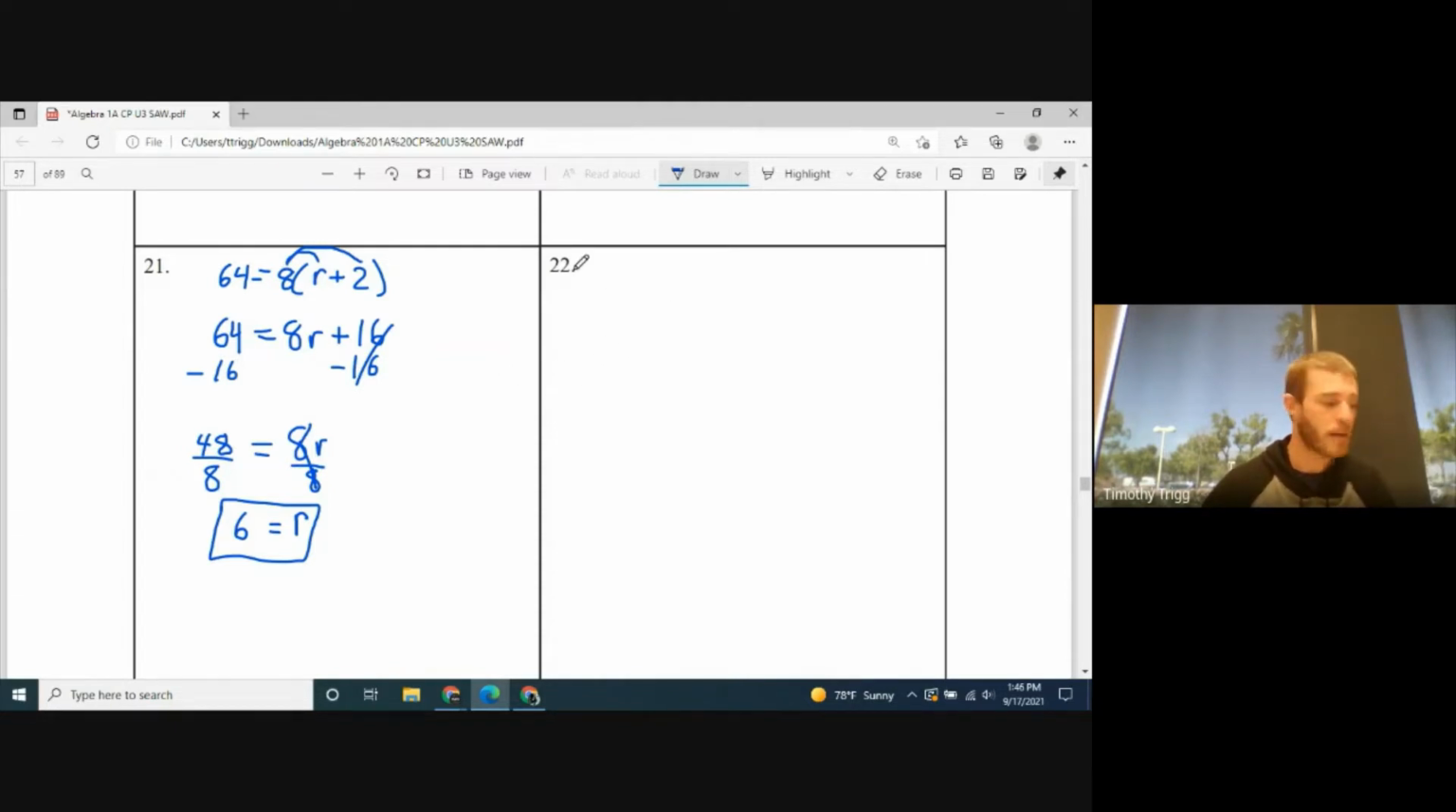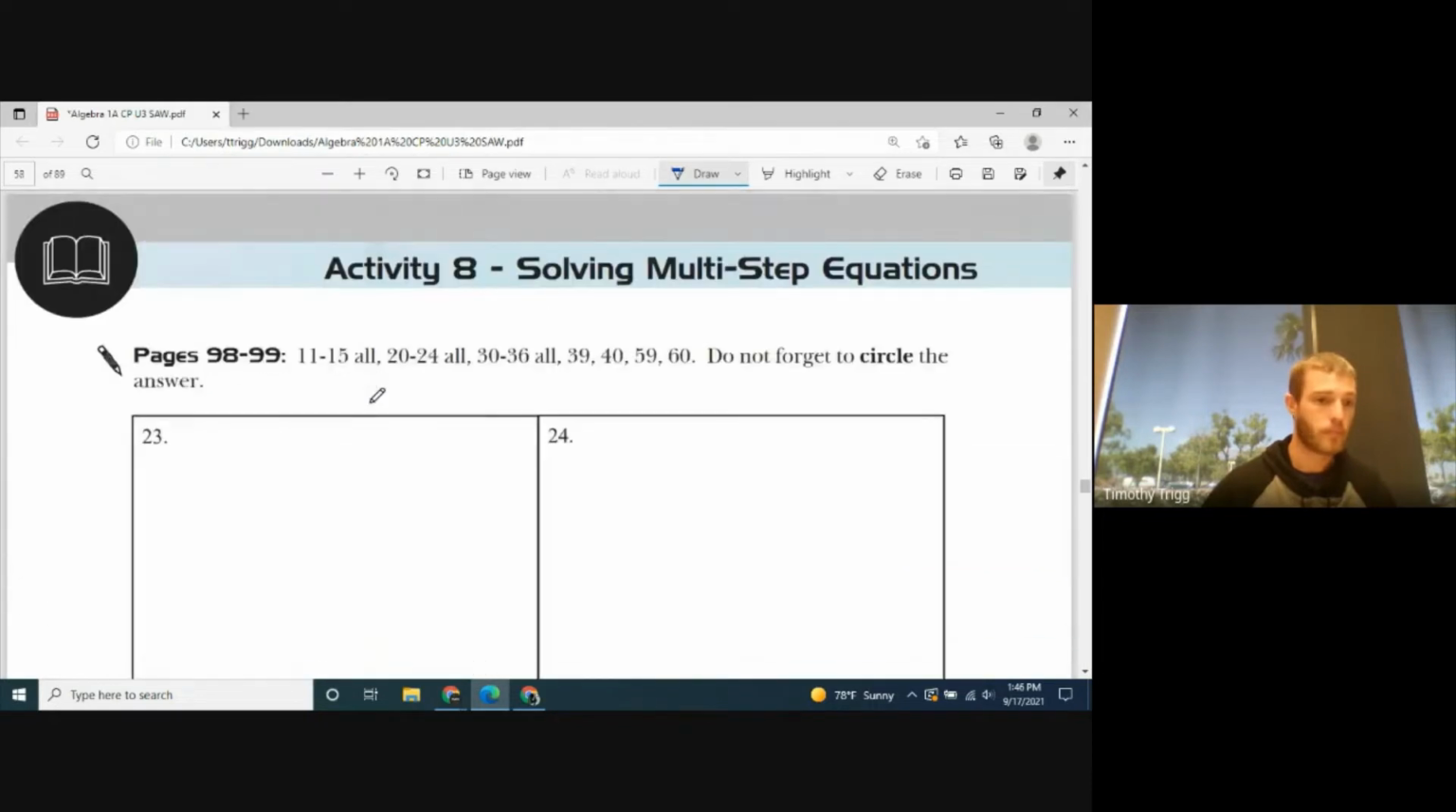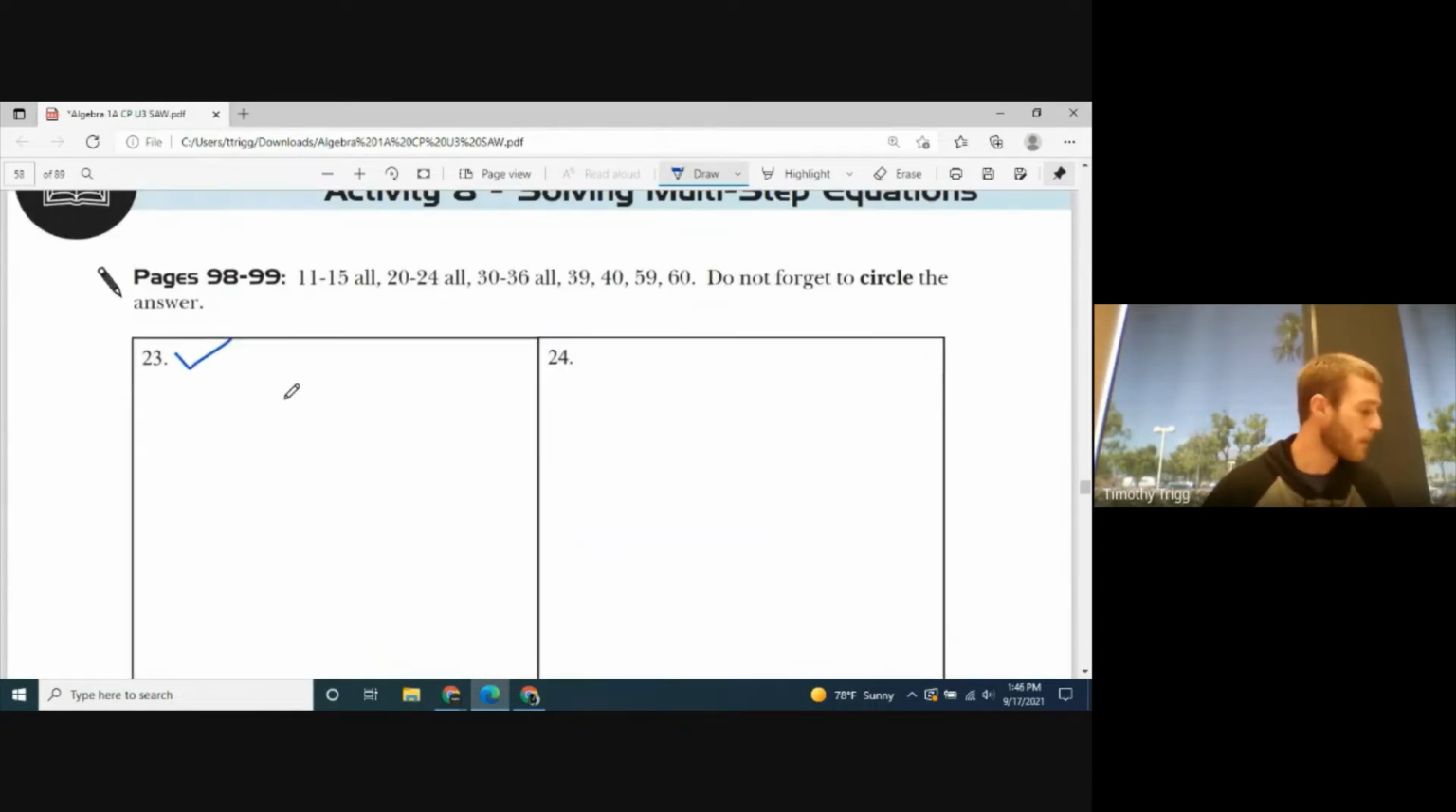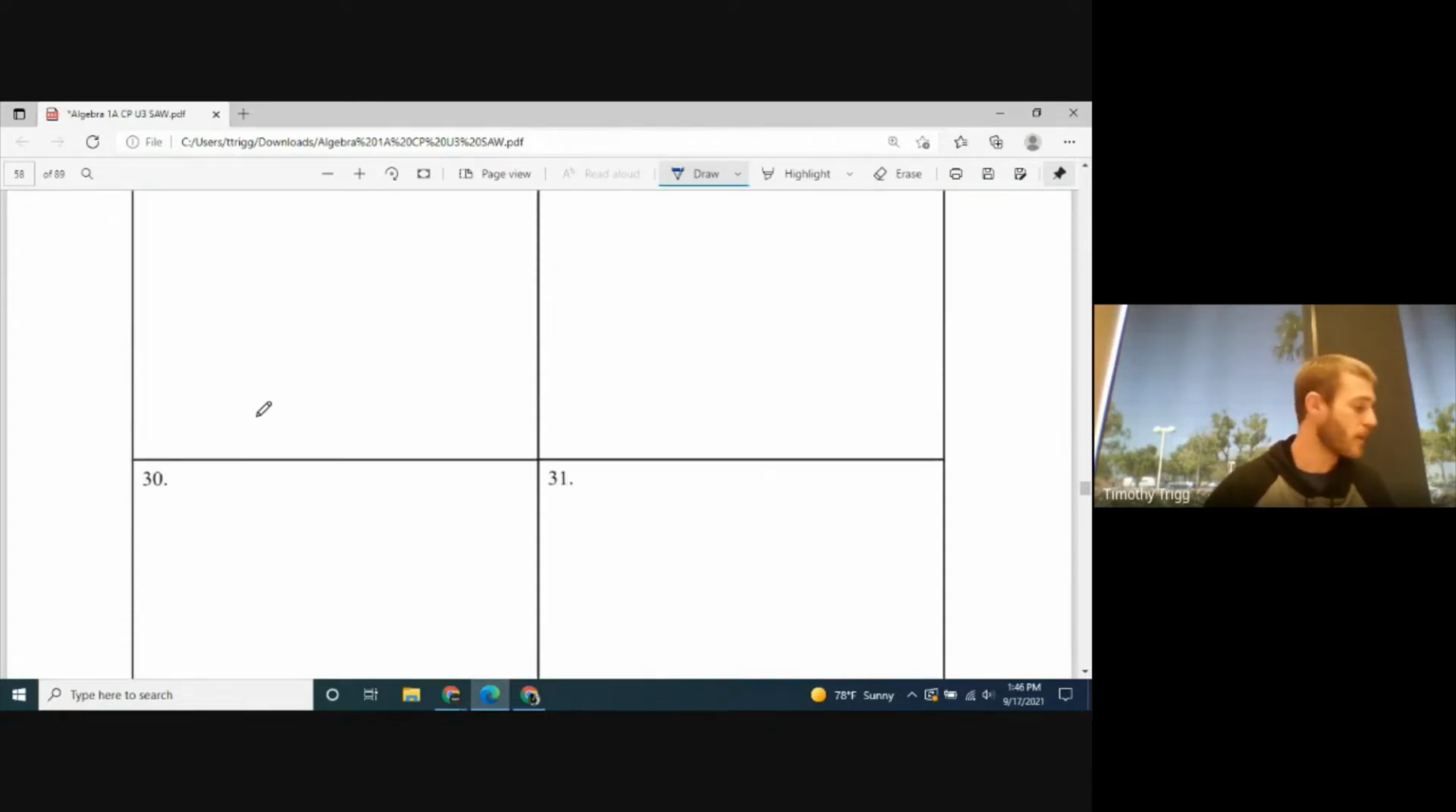With that in mind, see if you can do number 22 on your own. Try number 23, 24. And these are all basically the same, just different numbers. And if you saw that one example and it makes sense, then these should be fine.